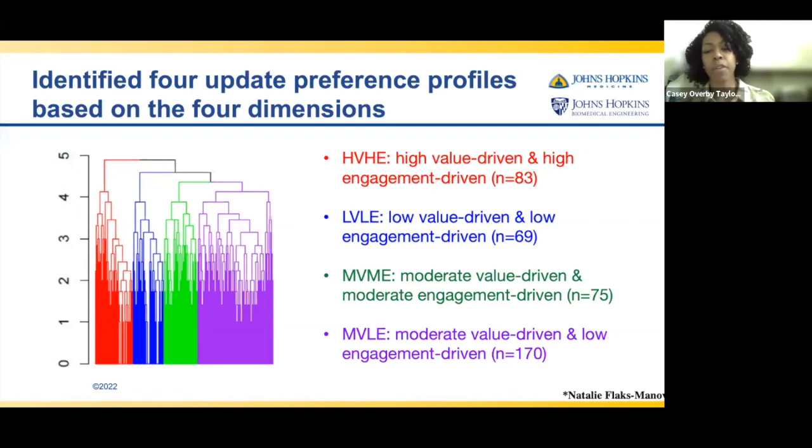I think one of our options was to be connected with others in a social forum, to connect with others. And so we had that as a higher engagement. Within these groups, we found the largest group was moderate value driven, low engagement driven. But they were pretty spread between all of these. You see there's 83 in the high value driven, high engagement driven, 69 in the low value, low engagement, and 75 in the moderate value, moderate engagement driven.